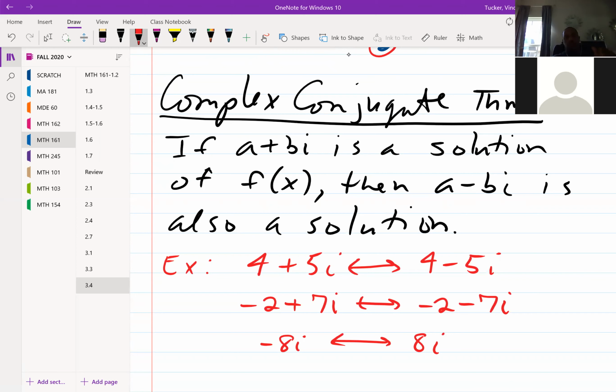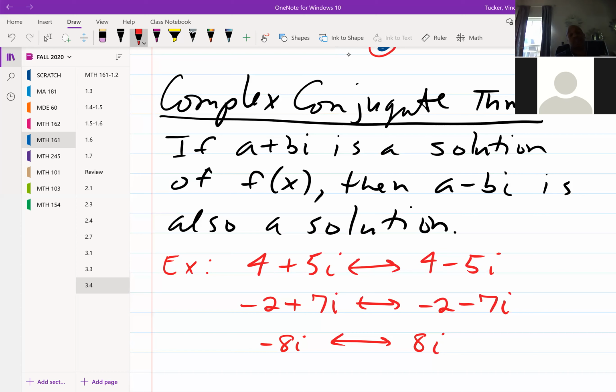All right, so just to make sure we're okay with what our conjugates are, when we have our complex numbers, you would just change the sign of the imaginary part, and that will be your complex conjugate. So 4 plus 5i and 4 minus 5i are conjugates of each other. Negative 2 plus 7i, negative 2 minus 7i. Notice the imaginary part is what changes. The real part stays the same. So the 2 stays negative, the 4 stays positive in both of those examples. And then if we just had negative 8i, then positive 8i would be the conjugate.